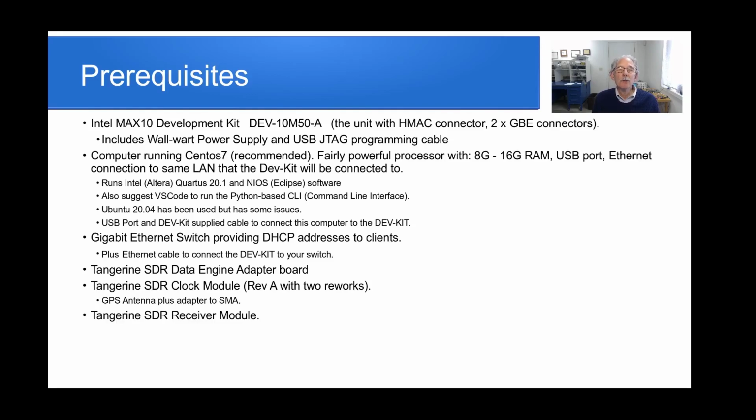The computer needs to be running Linux. It's recommended that you use CentOS 7. In this demo, we'll be running it on Ubuntu 20.04, although there are some difficulties getting Ubuntu to work with the Intel Quartus software. It takes some configuration effort. The processor needed should be fairly powerful with between 8 and 16 gig of RAM, at least one USB port and an Ethernet connection on the same LAN subnet that the development kit is connected to.